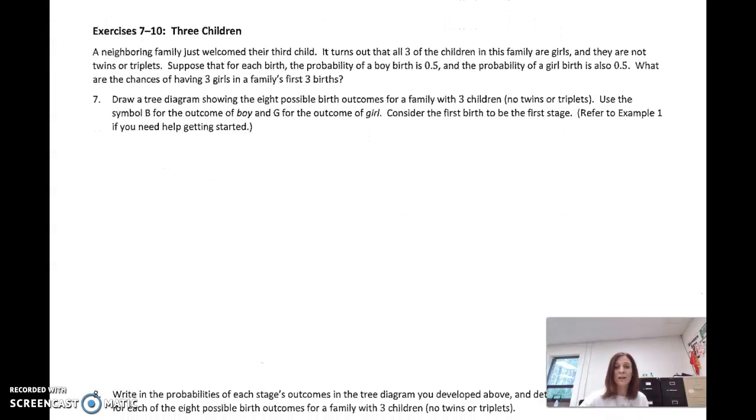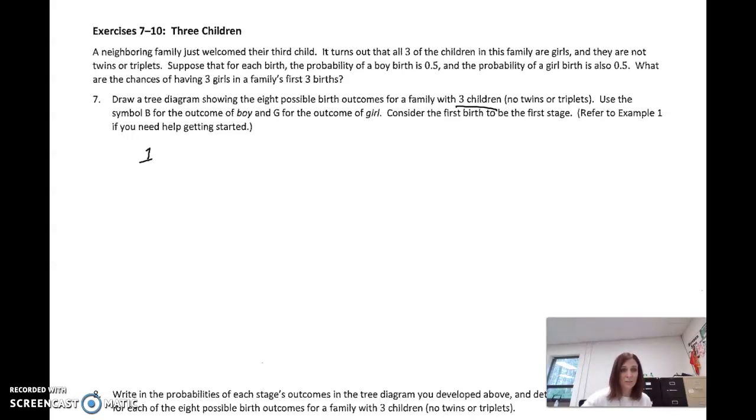Because in this one, we're going to have 3 children being born. I think we've done one before where we had 2 children being born, so now we're going to do 3. So let's quickly set up the one where we did 2 children. 3 children. No twins or triplets. B for boy, G for girl. Consider the first birth to be the first stage.